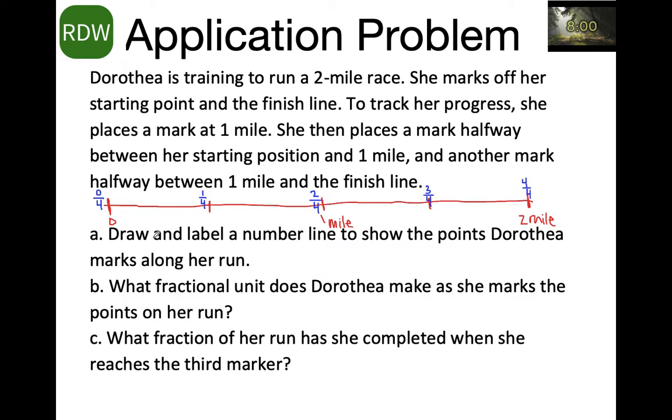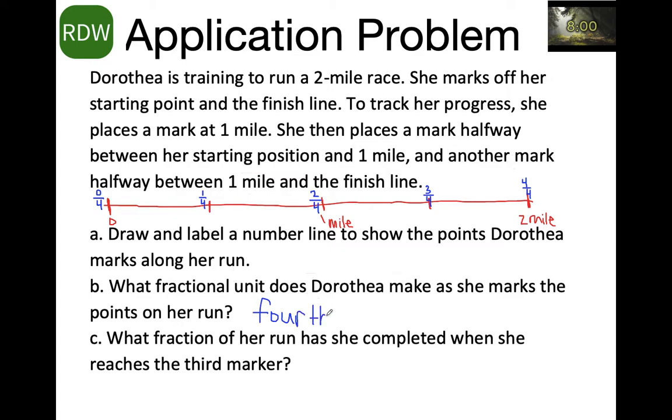So we just drew and labeled a number line to show the points Dorothea marks along her run. What fractional unit does Dorothea make as she marks the points on her run? What was our fractional unit? You're going to look at the denominator. What was our fractional unit? It is fourths. So if you wrote down fourths, you are correct.